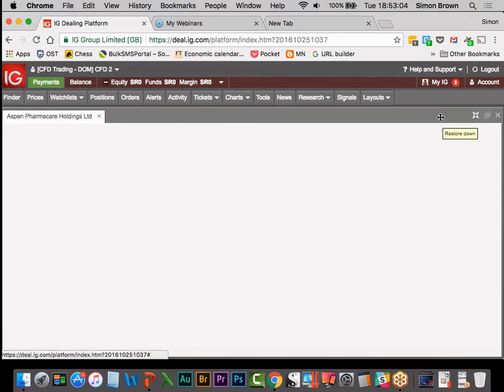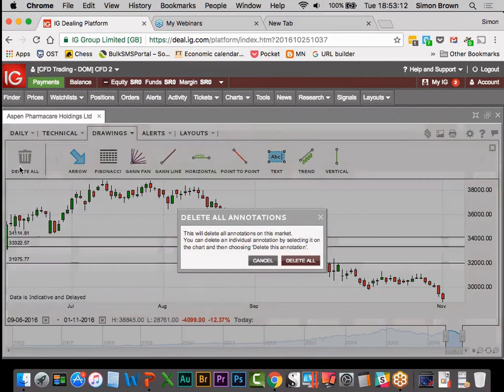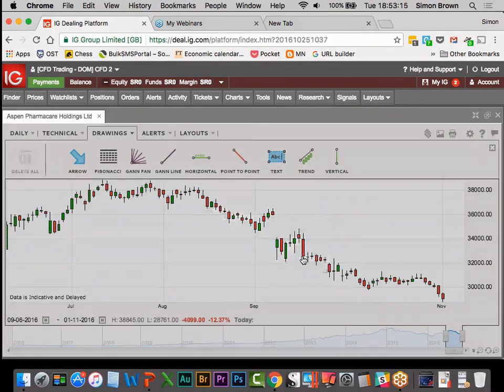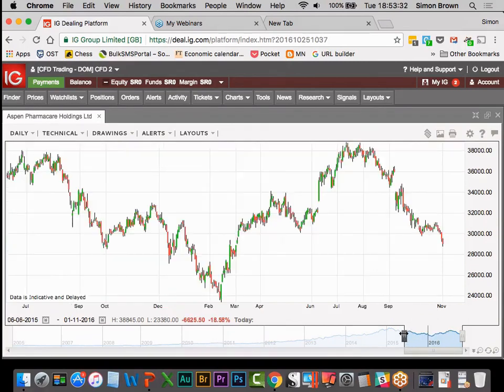So I'm going to preface this by saying, as always, why do I have lines on Aspen? Oh, that's right. So drawings, delete all, delete all. Okay, so we're in a daily chart, all is good. Close today was 290, so far Karen has been really smart in that sense. My first thought is I want more data from there.